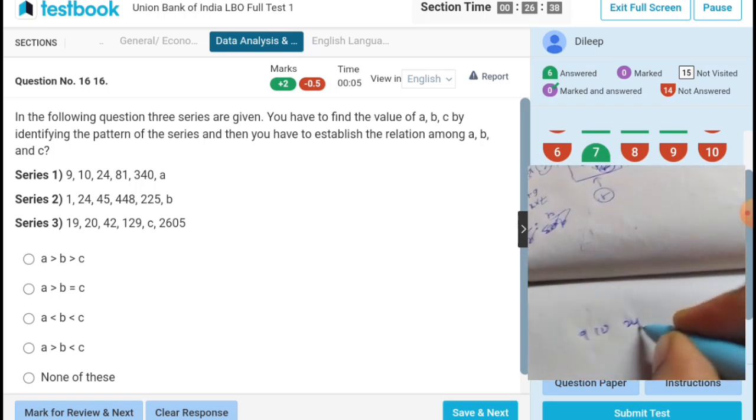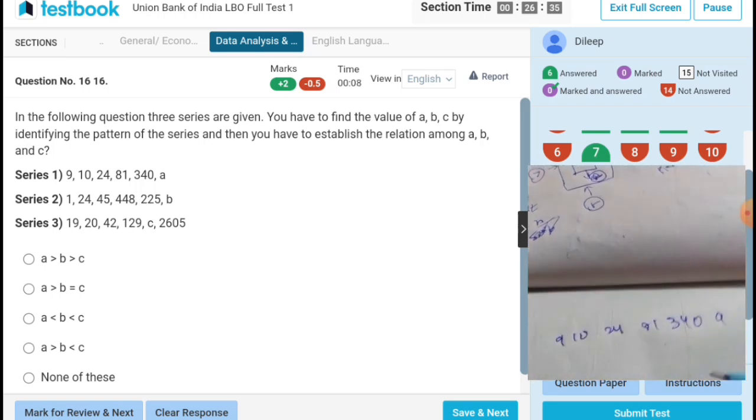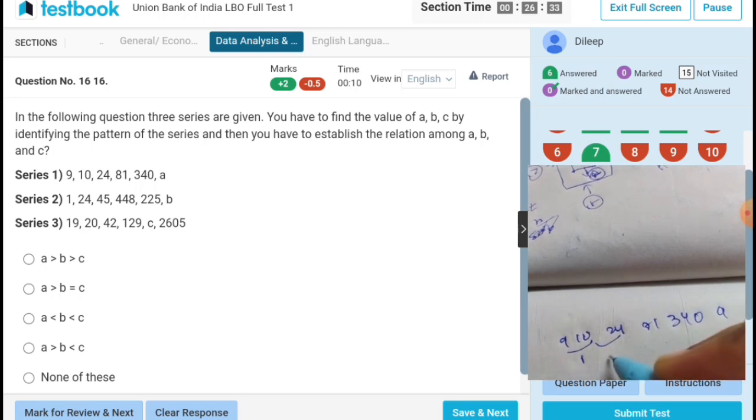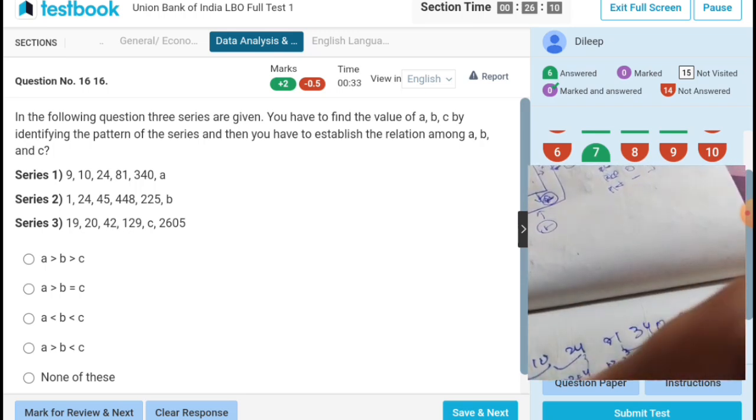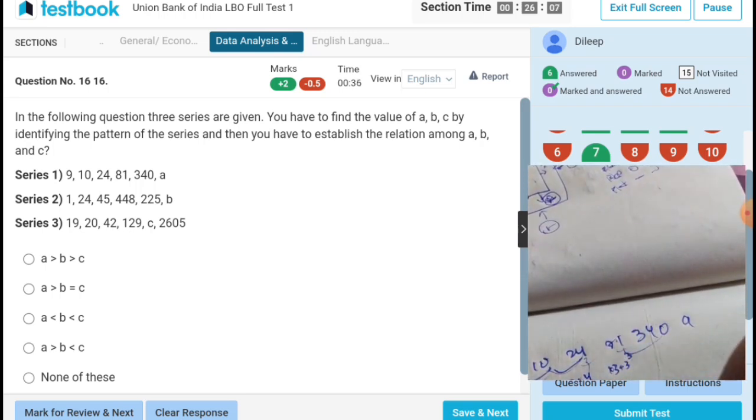9, 10, 24, 81, 340 A. 1, 2, 1 plus 1 into 2 plus 4 plus 3 cube 64 to 4.